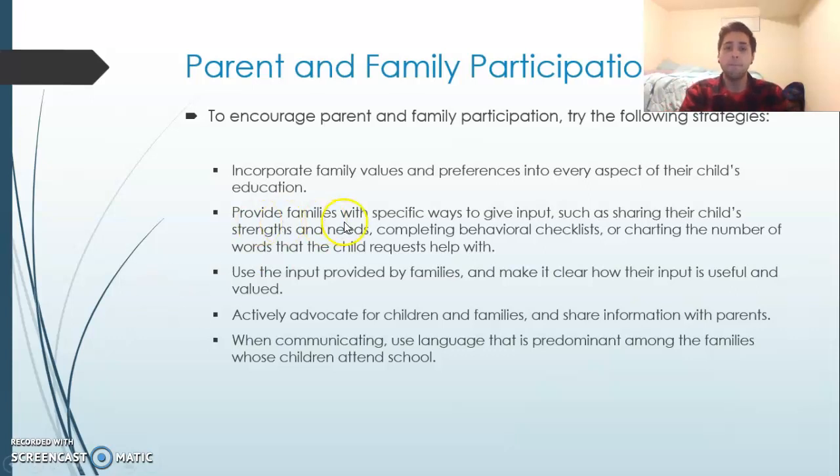Another strategy that might be successful is to provide families with specific ways that they can give input, such as sharing their child's strengths and needs, or completing a behavioral checklist, or charting the number of words that the student might request help with whenever reading at home. One important aspect of this is, once the parents have given you input, to make sure the parents are aware that that input is appreciated, it's useful, and how it is being used and valued within the development of the IEP as the reassessment process is being done.